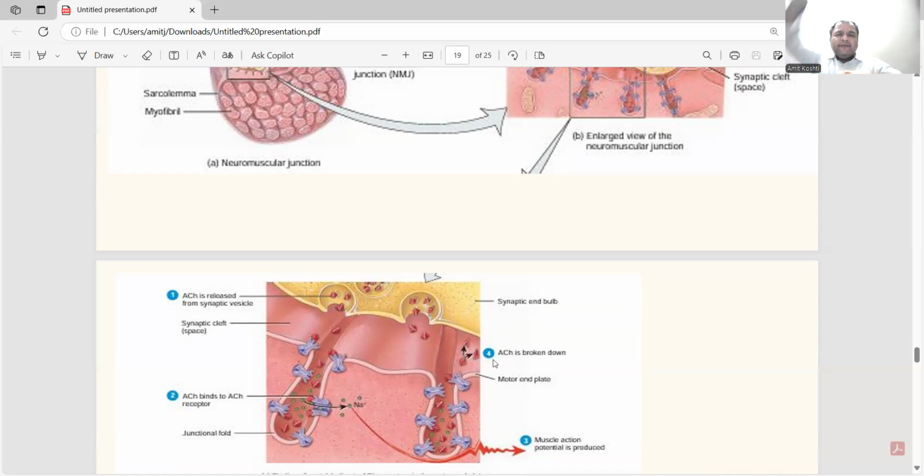Another feature is that the nerve synapses with the muscle not at one end, but in the middle. So when the nerve impulse arises, the muscle gets excited in both directions, forward and backward, because the muscle end plates are located centrally. The nerves stimulate the muscle at the center, so the message is passed on to both sides. Excitation gets passed on to both sides of the muscle.